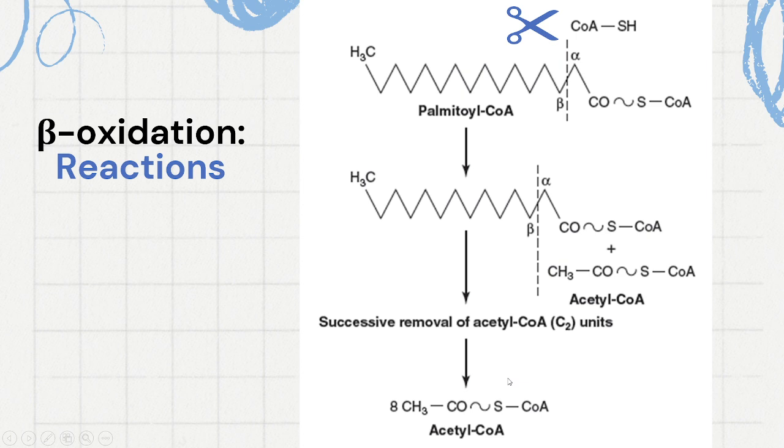This is our palmitoyl-CoA, and this is the carboxyl end. This is the alpha carbon and the beta carbon. In between them there will be a cut, releasing the 2 carbon atoms as acetyl-CoA. We need, of course, CoA here as an active part of the molecule, and with successive removal of 2 carbon atoms each time, the whole 16 carbon atoms are broken into 8 acetyl-CoAs.